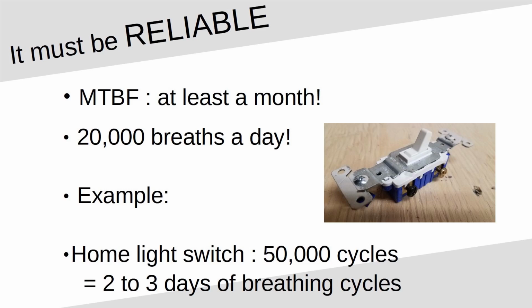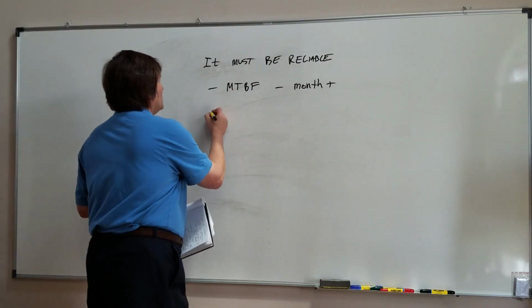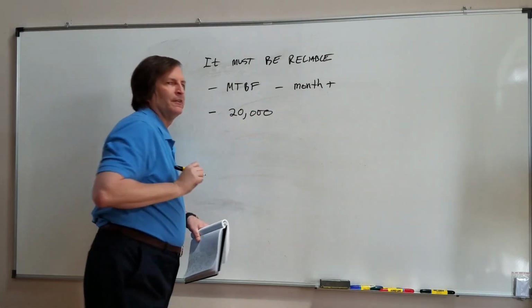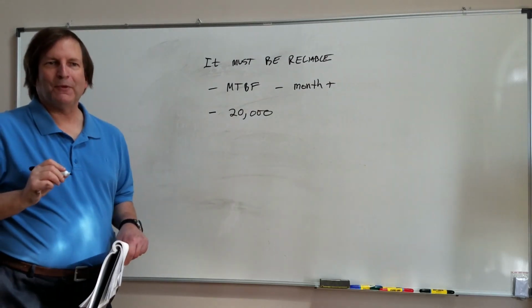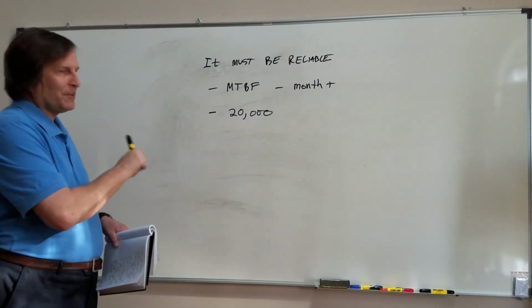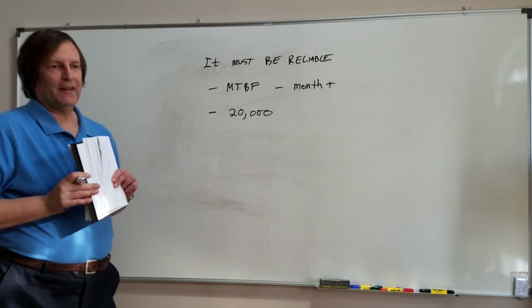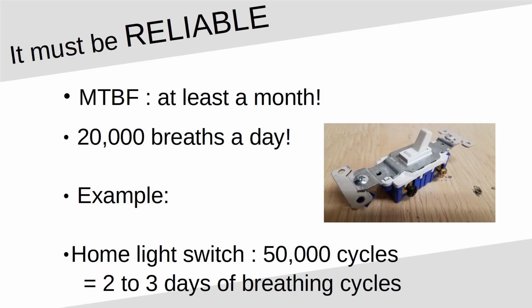This may not seem like a very critical point until you look at this number. 20,000 is the number of breaths we do every day. The number of breaths your ventilator is going to have to do every day. And you might say, okay, no big deal. But the truth of the matter is, most items that we come across in everyday use are not rated for anywhere near those numbers of cycles.